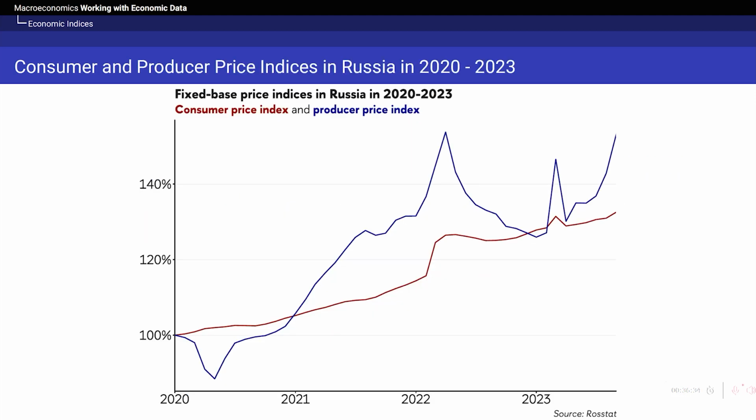This graph shows two price indices for the Russian economy: the consumer price index, the CPI, and the producer price index, the PPI. In both cases, we have the fixed base index with the base period in January 2020, right here. You can see that the index value is equal to 1 or 100%. When the base period is the same, the dynamics of the two indices is comparable. We can see that over 4 years, consumer prices increased by a smaller amount than producer prices. We also observe a much greater volatility of the producer price index.